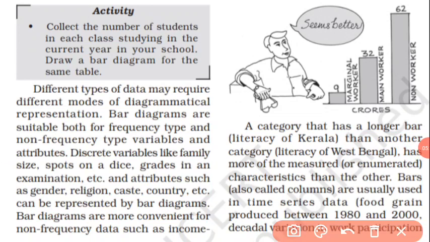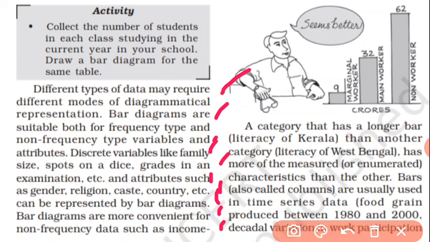Here you can see different types of data may require different modes of diagrammatic presentation. Okay, so one of them, bar diagrams, are suitable for frequency type and non-frequency variable. मतलब बेटा बार डायग्राम जो है वो दोनों के लिए सुटेबल है, चाहे फ्रीक्वेंसी वाला डायग्राम हो या फिर नॉन फ्रीक्वेंसी हो. Okay, so discrete variables like family size, spot on a dice, grades in an examination, etc. and attributes such as gender, religion, caste, country, etc. can be represented by bar diagrams. Okay, so bar diagrams become more convenient for non-frequency data such as income and all.